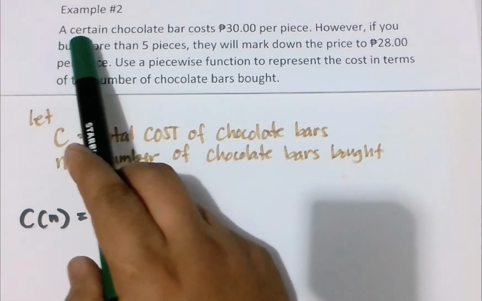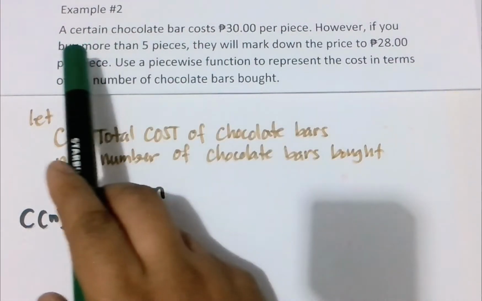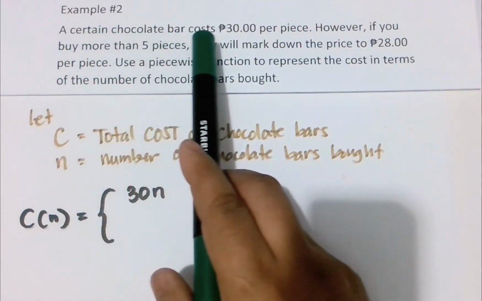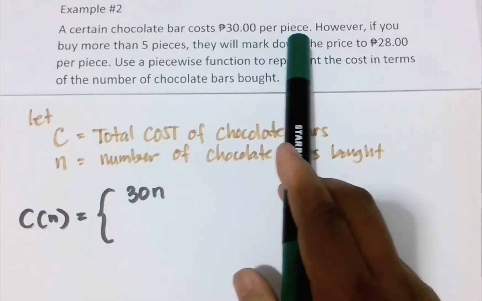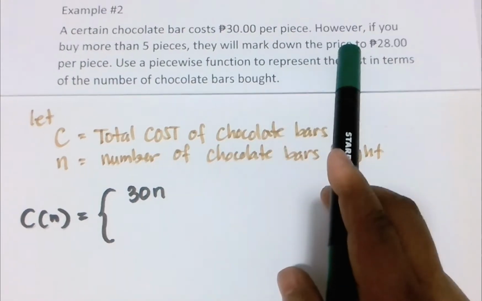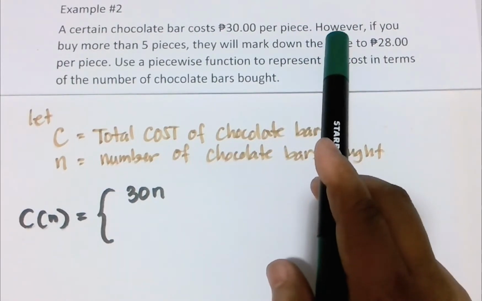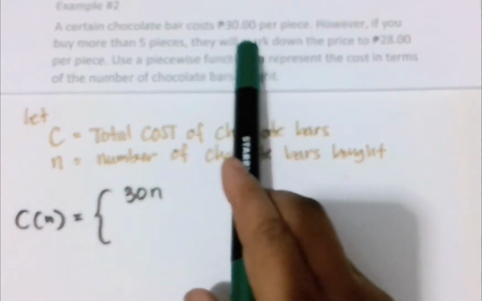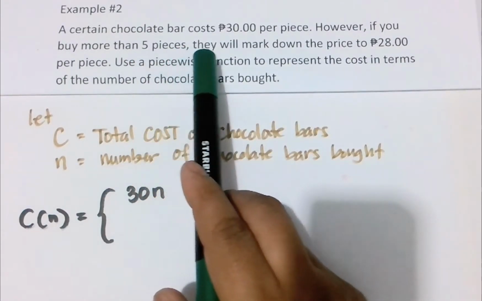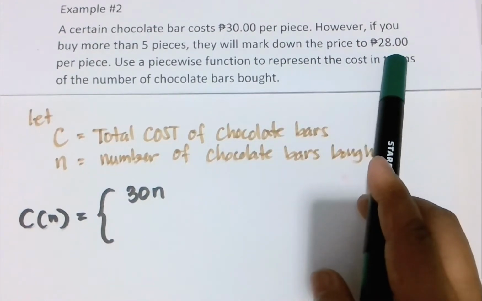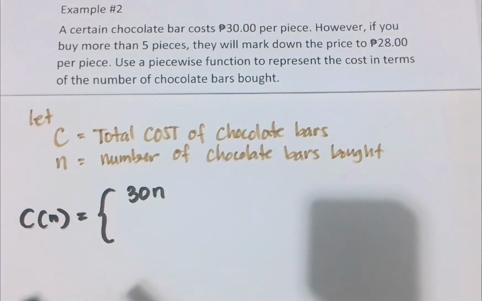Sa first condition, nakalagay lang naman dito, o sa first statement ng problem, nakalagay lang dito, a certain chocolate bar costs 30 pesos per piece. Walang sinabing number of pieces. Pero, dun sa second statement, nag-pertain din sa second condition, sinabi dito, if you buy more than 5 pieces, the price will mark down to 28 pesos. So, ibig sabihin, yung first condition natin na 30 pesos per piece ay hanggang 5 chocolate bars lang yon. Kasi, if you will buy more than that, so the price will mark down to 28 pesos.